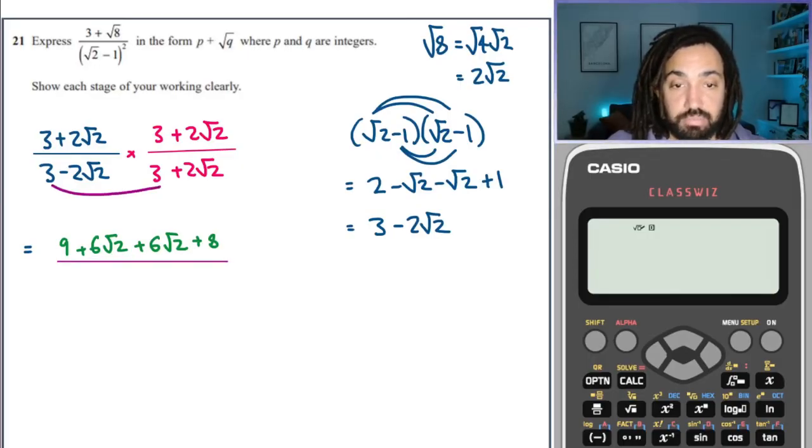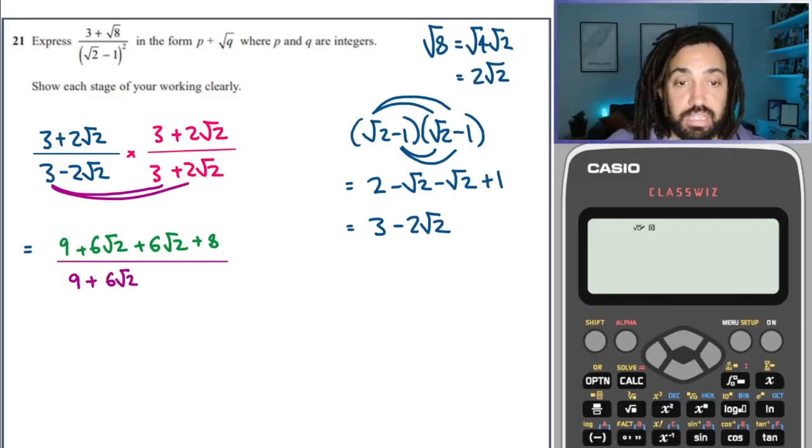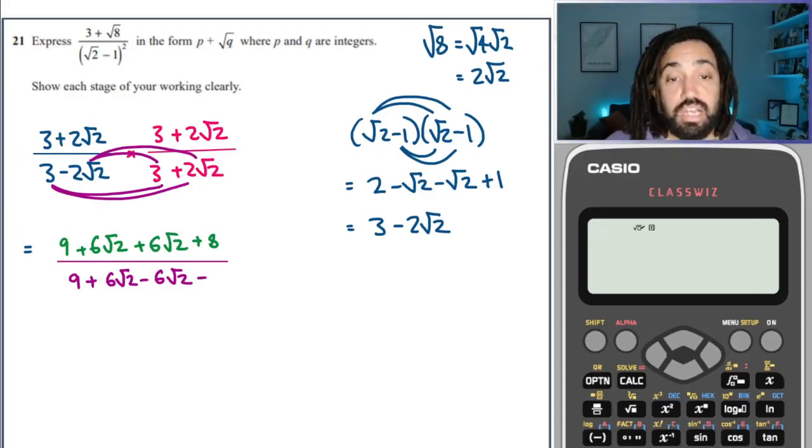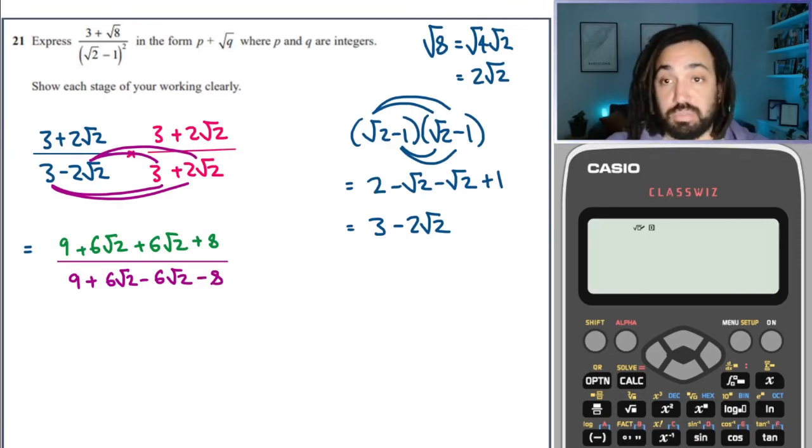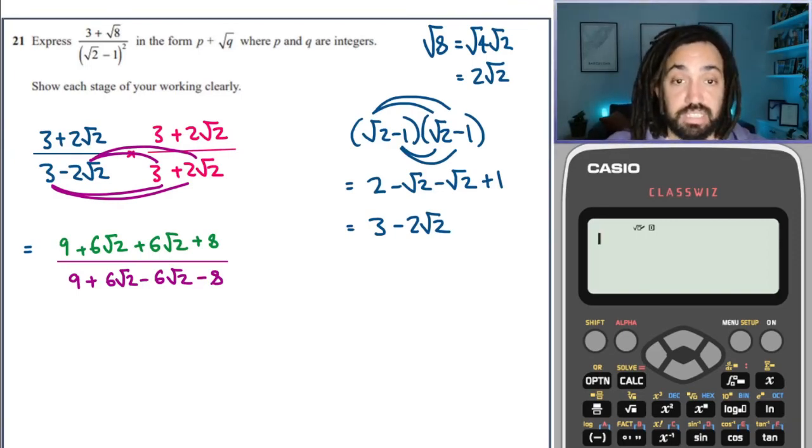Okay, so 3 times 3 is 9. This is plus 6 root 2. And then this is minus 6 root 2. And then this is minus 8. Because, again, the same way that we've just done the last one was positive 8, this is just going to be negative 8.